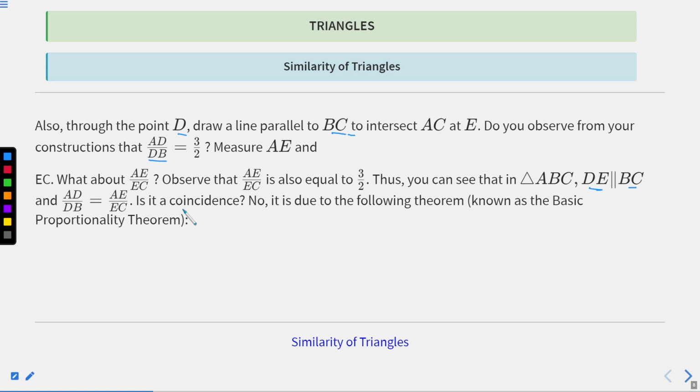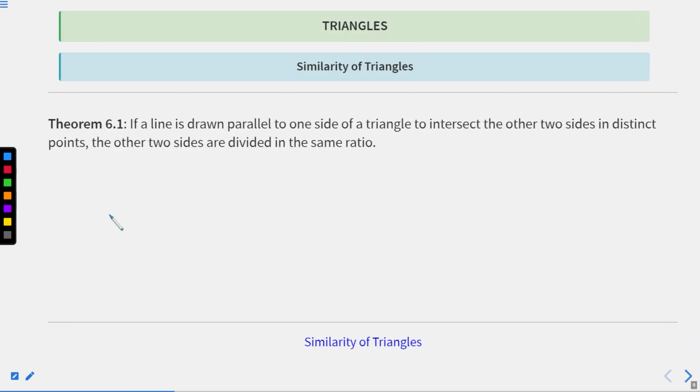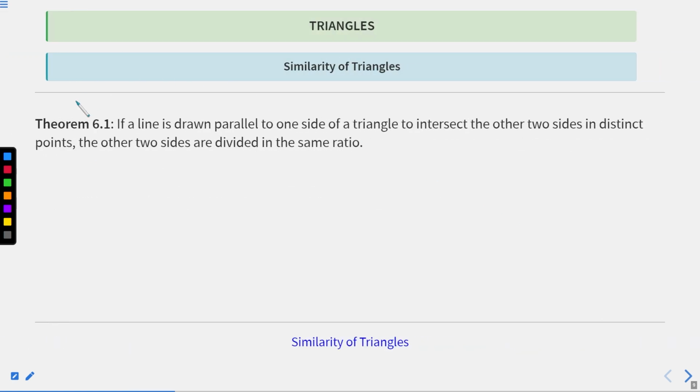Okay, so here we have a triangle, and if one side is parallel to another side, then you can find this ratio: AD over DB is equal to AE over EC, and this is known as the basic proportionality theorem.